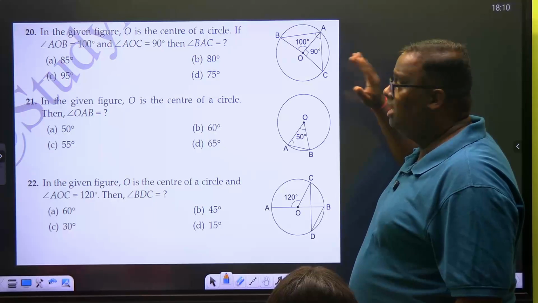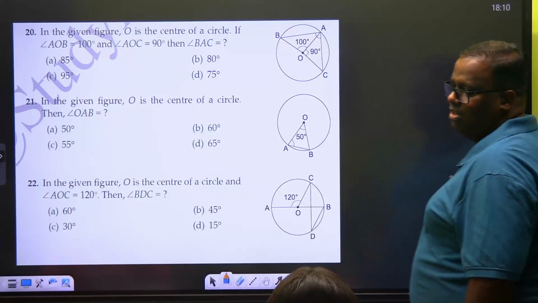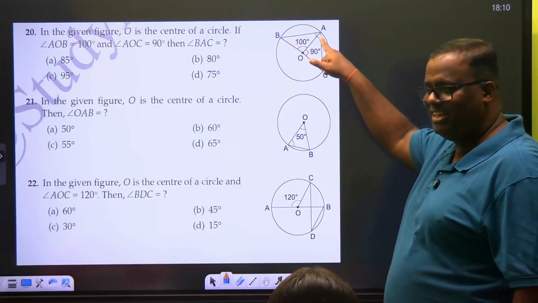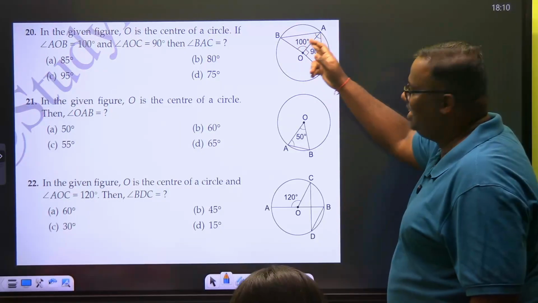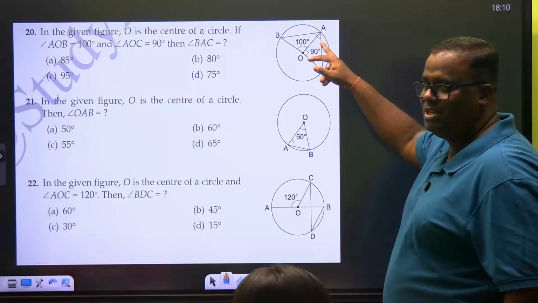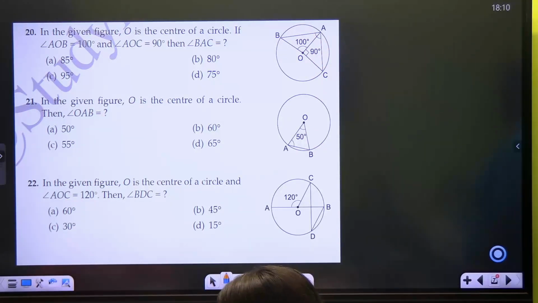40 and 40. 40 and 45 is 85. The overall angle is what was being said. In a triangle, 180, 100 gone, 80 pending, 2 are equal. One is 40, another is also 40. 40 plus 45 makes it 85. Understood?